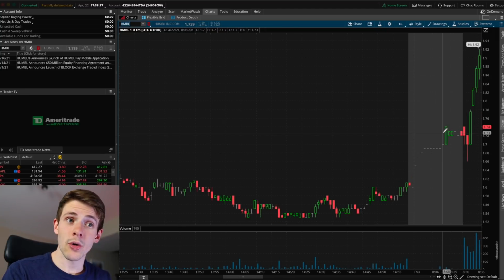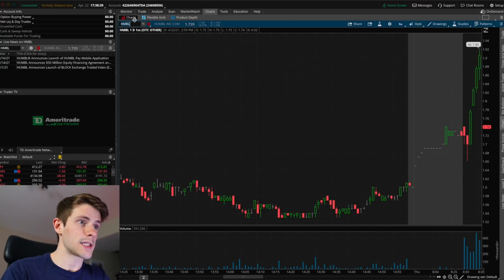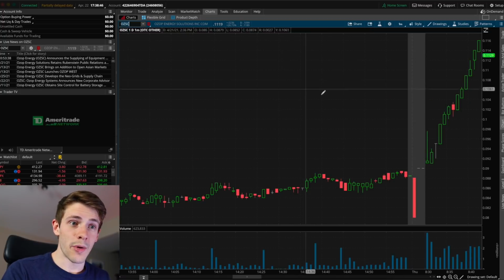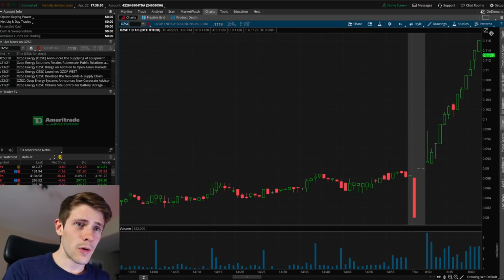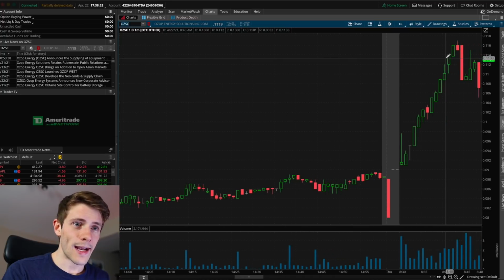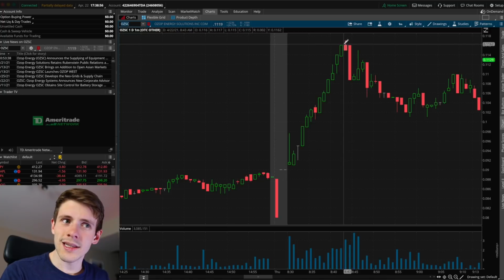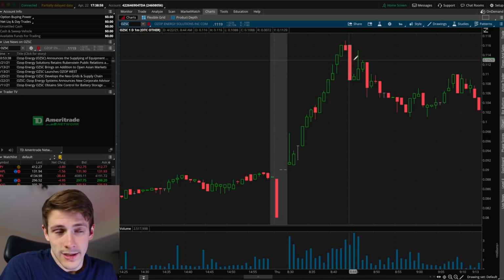Because I know the higher it goes, the harder it's going to crack and come crashing back down. OZSC is another pretty decent example of this. And this one actually did struggle to break down a ton, but you can see this thing ran a lot right at open. And I started shorting because I know this thing is going to pull back. So when you see a ton of green candles, it's pretty high odds that people are going to take profits and it's going to pull back.